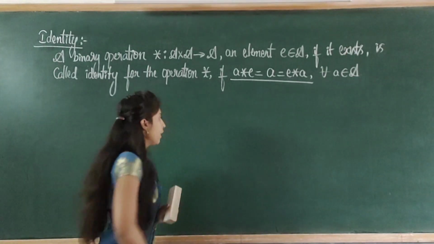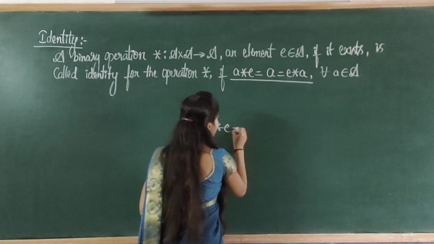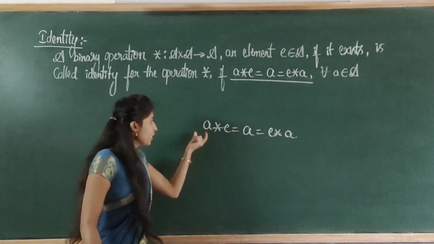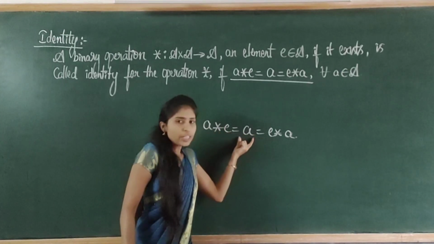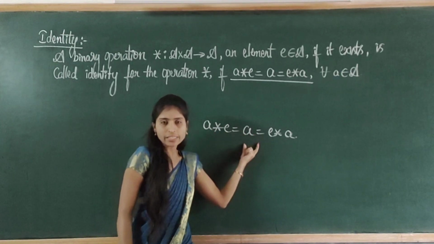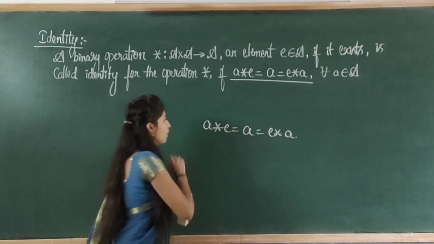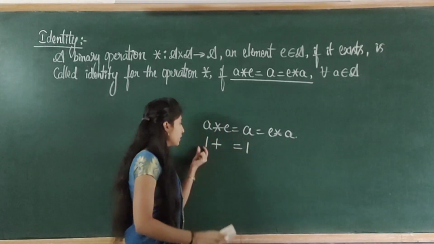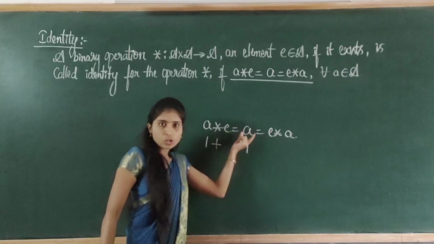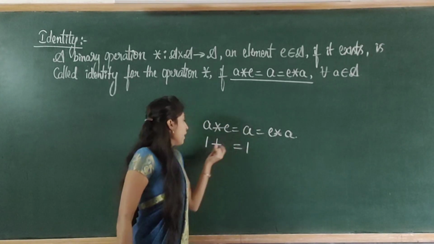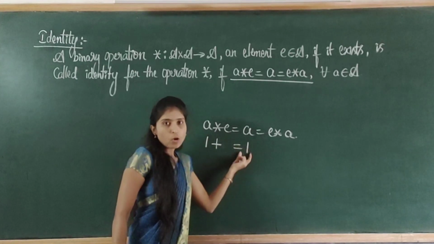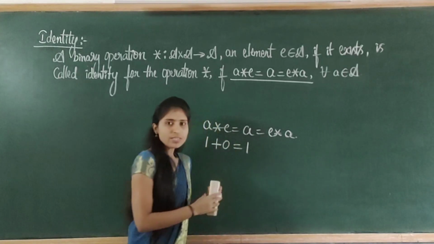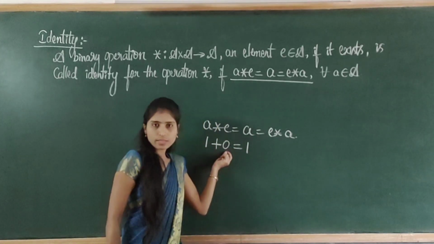Means in identity element, A star E is equal to A is equal to E star A. If you take any element A, then finally you will get its original number only. Then it is the identity element. For example, in addition, what number do you have to add to get 1 only? If I put 0, it is 1 only, right? So here 0 is the identity element.